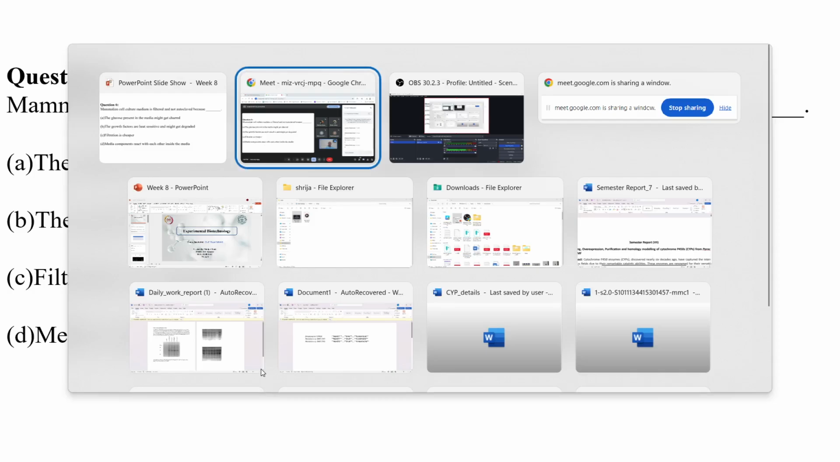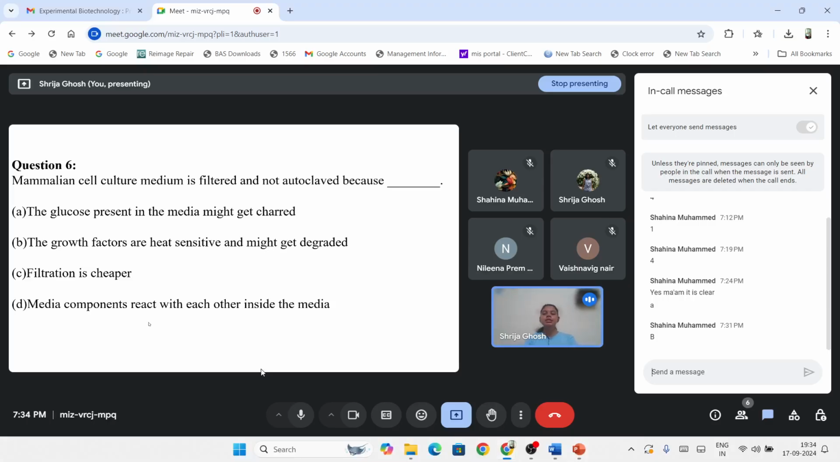So why do we not autoclave the mammalian cell culture media, and why do we filter it? Option A, glucose present in the media might get charred. Option B, the growth factors are heat sensitive and might get degraded. Option C, filtration is cheaper. And option D, media components react with each other inside the media. So, why do you think it is generally filtered?